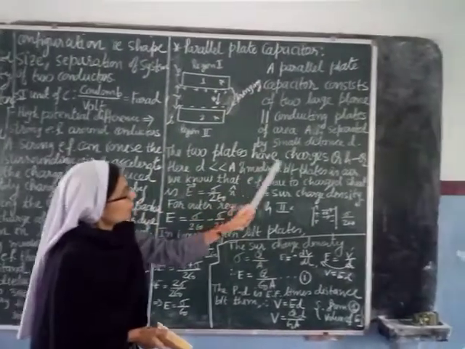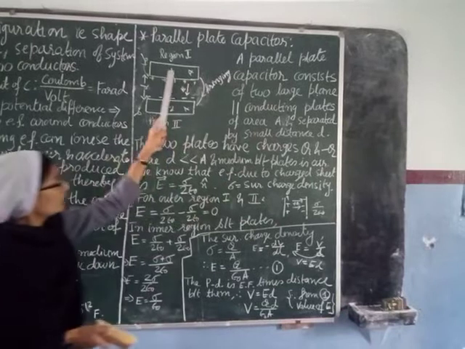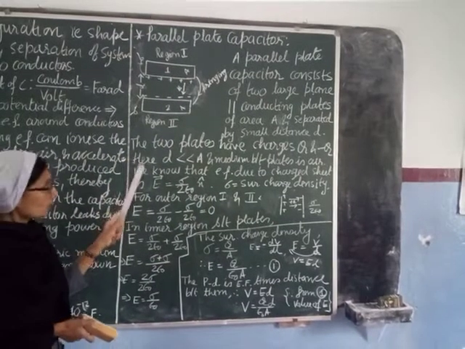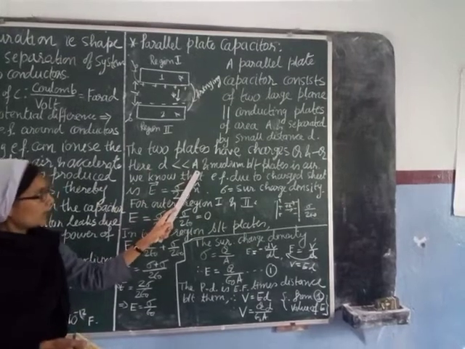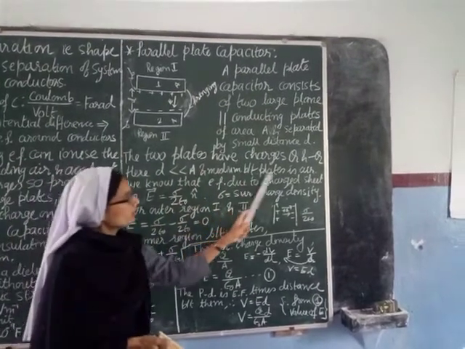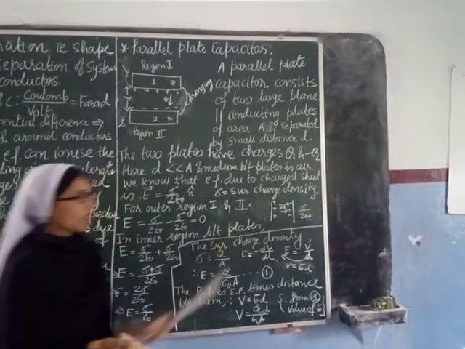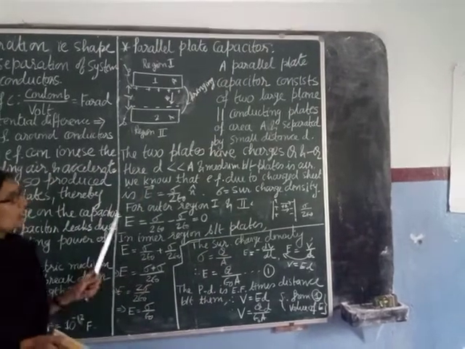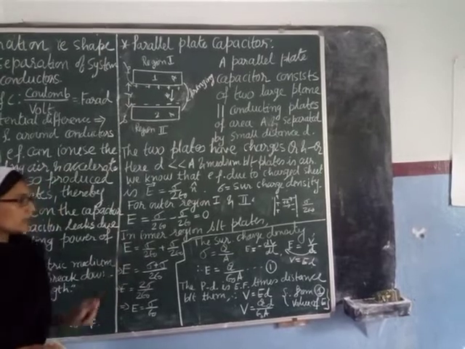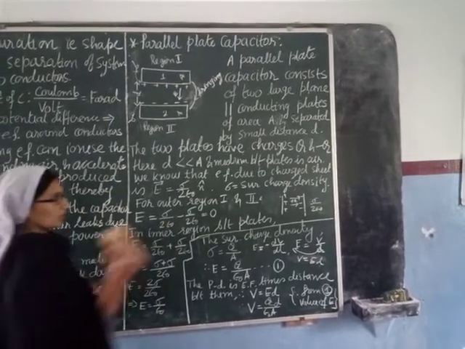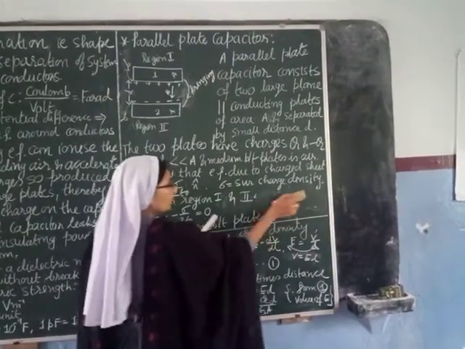The two plates have charge Q and minus Q. In the figure we can see this. We also take the distance between the plates to be very small compared to the area of the plate. First we will consider that the medium between the plates is air or vacuum. Now what we are going to do is find the capacitance of the parallel plate capacitor. So first we will find the electric field.